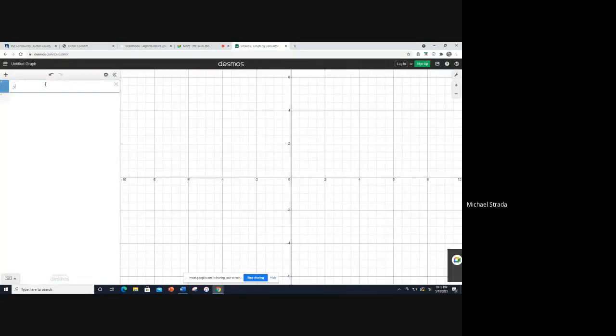Desmos.com. So we're going to graph. I graph y equals 2x. So there's 2x, as I said, start at 0, 0. Next point goes up 2 and over 1, putting us there at 1, 2. And then you connect those points to make the line.